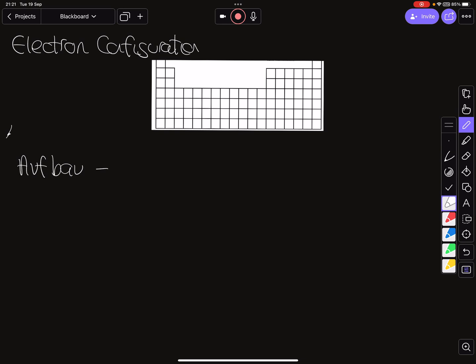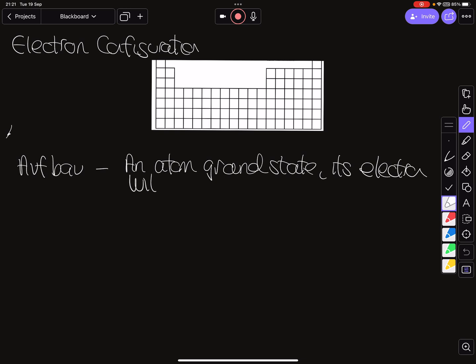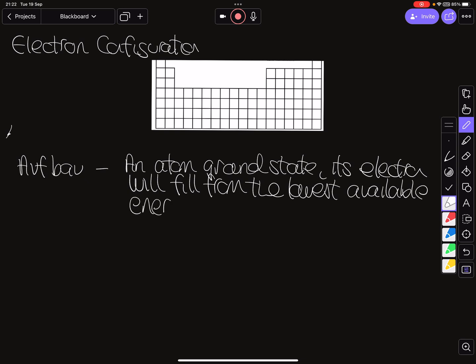The first is Aufbau, and essentially it says an atom in its ground state, its electrons will fill from the lowest available energy level. So this is essentially telling us the order in which our orbitals fill when we get there.